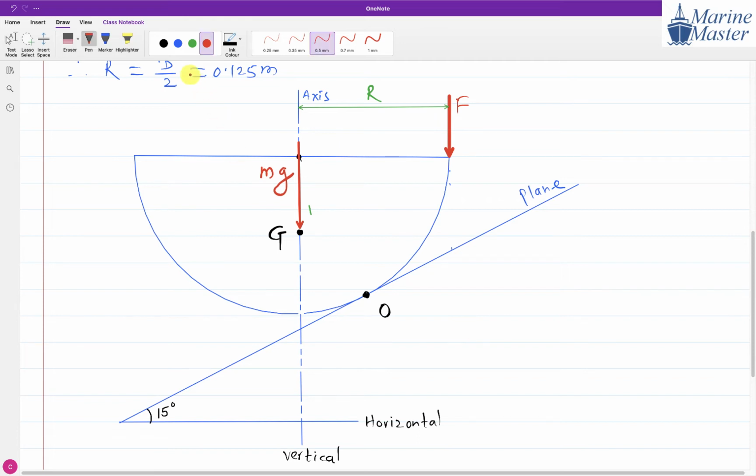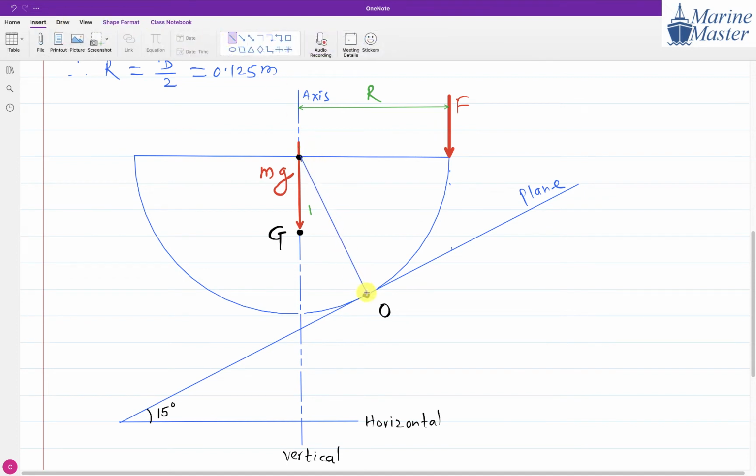Now what we are going to do is, from the center of this circle, this point, we are going to draw one dotted line. Just observe this one. We are going to make this one dotted.